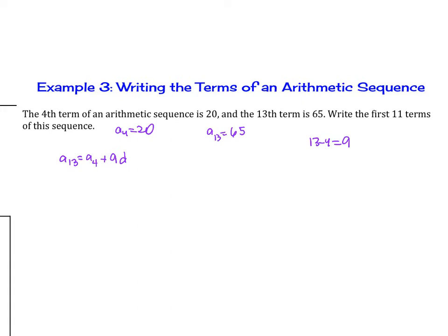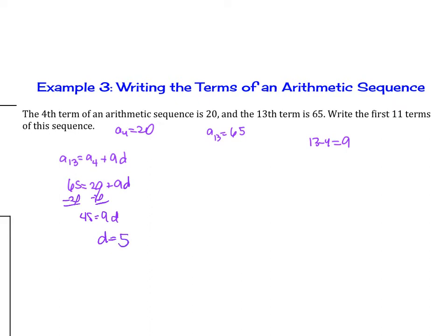Then we plug in what we know. So the 13th term, 65, equals 20 plus 9d. Hopefully you see that from 4 to 13 is 9 away, and that's why that is 9. Then we solve for d. Minus 20, we get 45 equals 9d, or d equals 5.